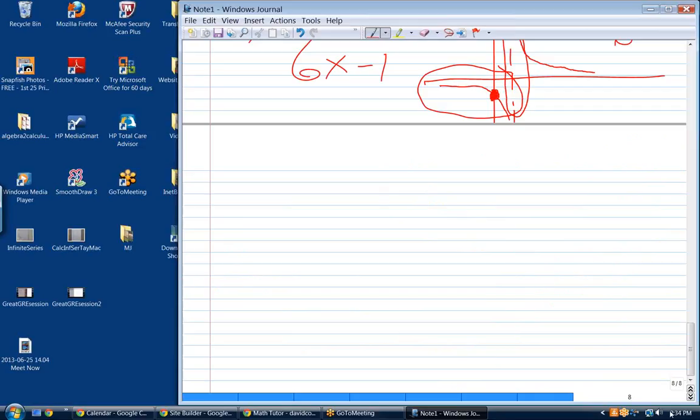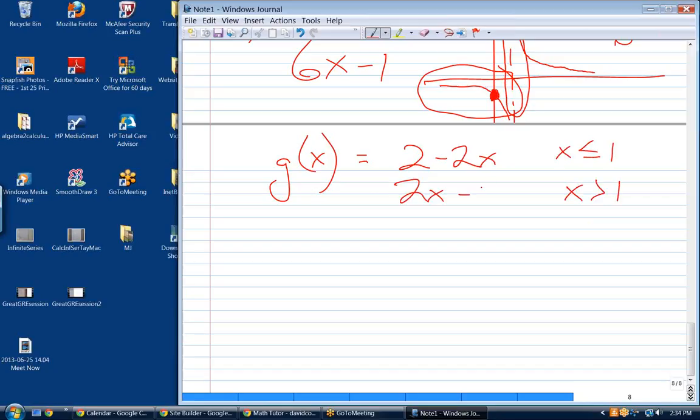Okay, then. The next one is also on discontinuity. It's just saying find all points of discontinuity of the given function, where g of x equals two separate functions. It's a piecewise function. The top function is 2 minus 2x if x is less than or equal to 1, and the bottom function is 2x minus 2 if x is greater than 1.